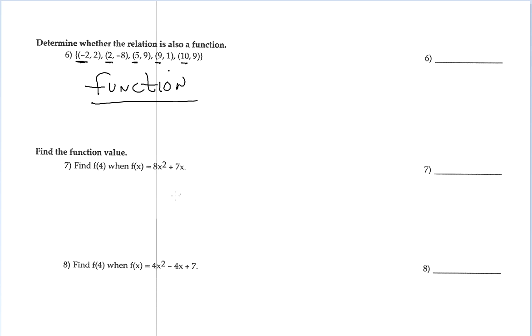Here we plug in to find the value, so find f of 4. So I'm going to take the 4 and plug it in for the x. So it'll be 8 times 4 to the second power plus 7 times 4. Then you calculate that out. And when you calculate that out, you should get 156.